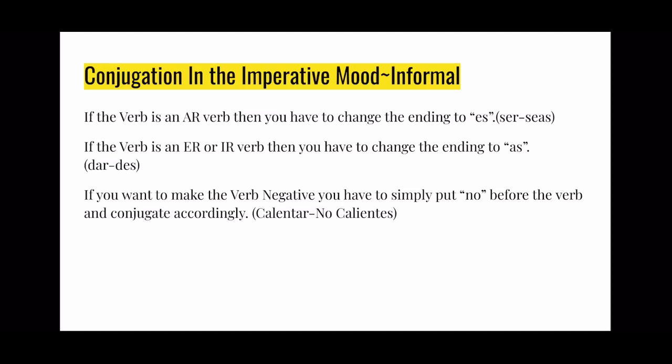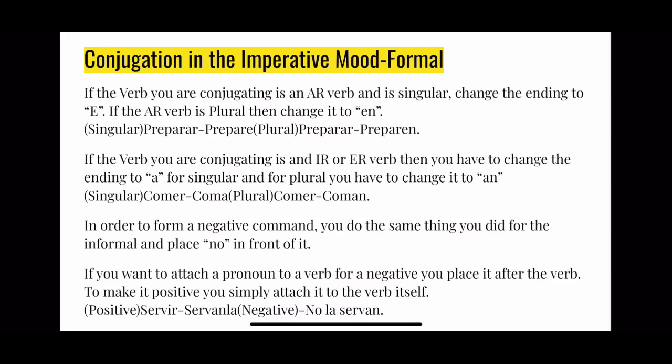If you want to make a verb negative, you have to simply put no before the verb and conjugate accordingly. So we have the verb calentar. So to make it negative, you would say no calientes. So you just put no in front of it and then conjugate it accordingly.